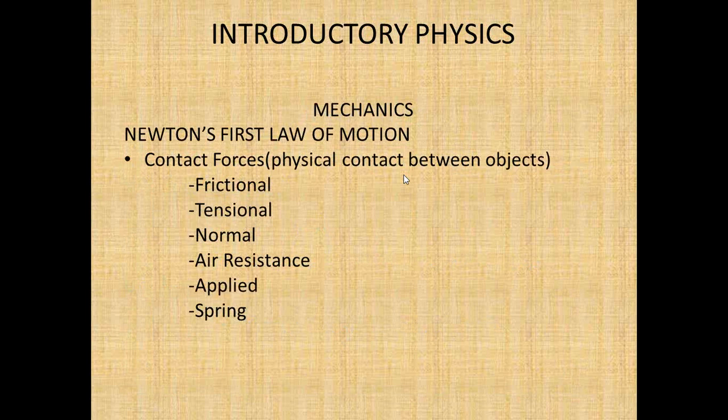You need physical contact between the object and whatever is supplying the force. So friction: you're pushing the book on the table, and the friction is going to be in the opposite direction to the motion of the book. So frictional force is a contact force. Tensional force: if you pull on a string, then the force on either side, because you have contact, is a tensional force, which is a contact force.